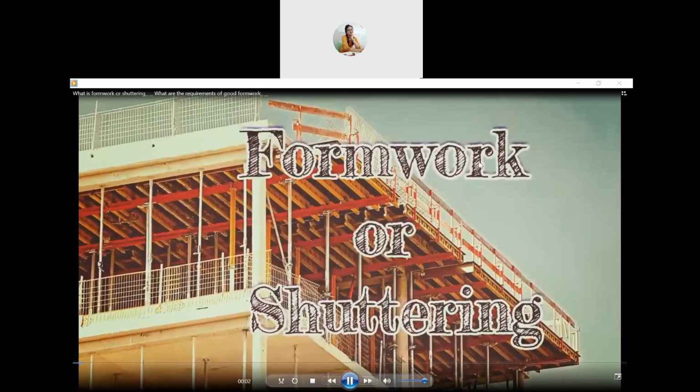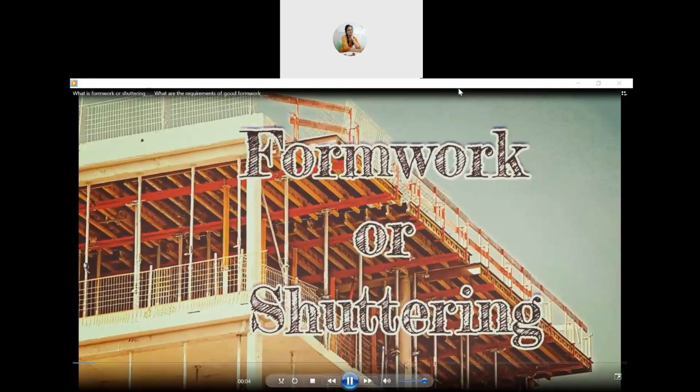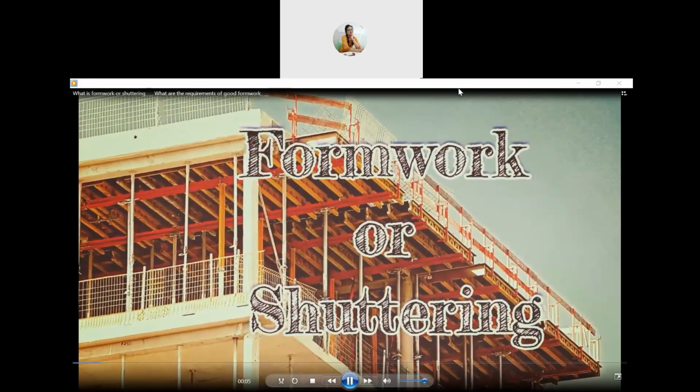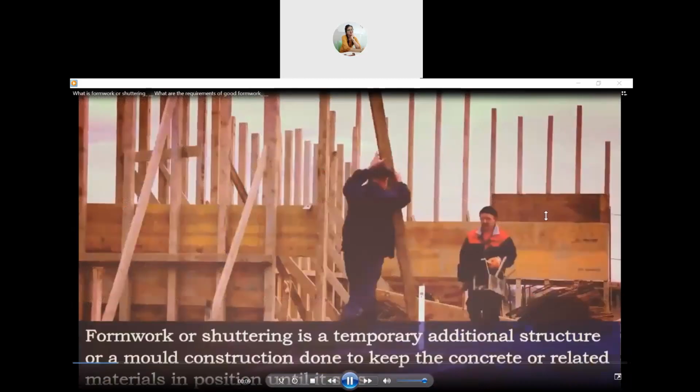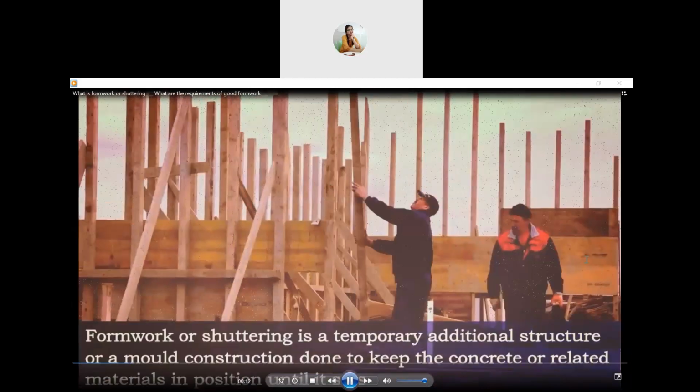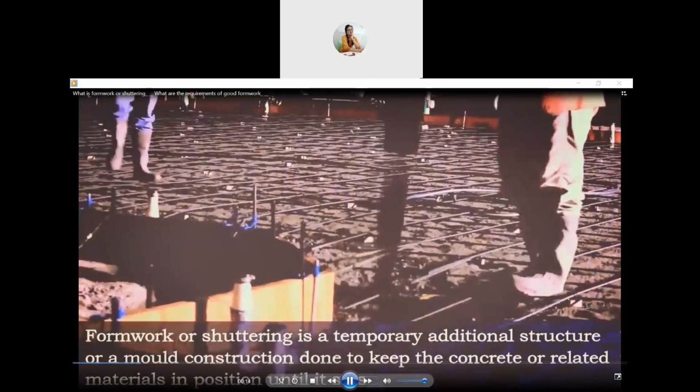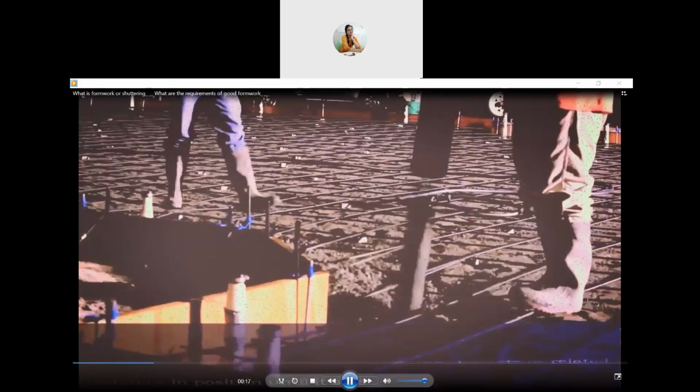Shuttering. This video explains what is formwork and good requirements of formwork. Formwork or shuttering is a temporary additional structure or a mold construction done to keep the concrete or related materials in position until it sets.